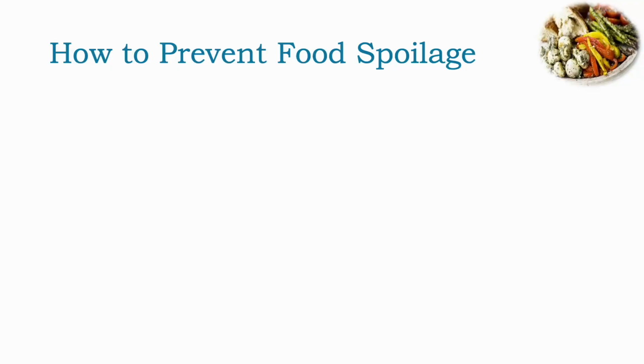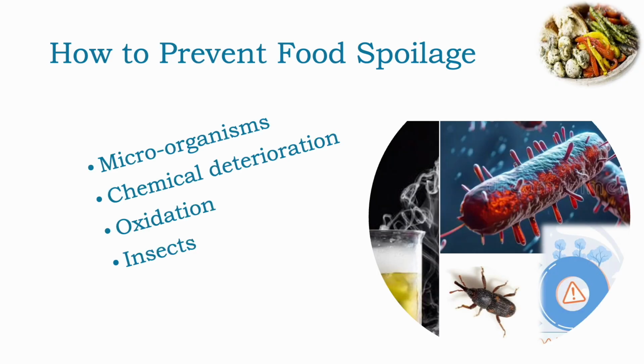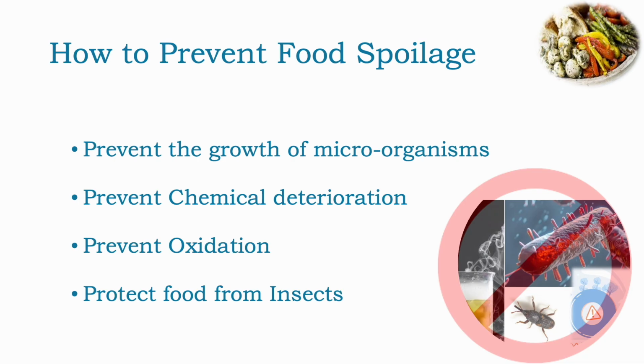Next, we'll look at how to prevent food spoilage. Now you know that food spoilage is caused by microorganisms, chemical deterioration, oxidation and insects. So to prevent spoilage, we need to prevent the growth of microorganisms, prevent chemical deterioration, prevent oxidation and protect food from insects. How could we achieve this?